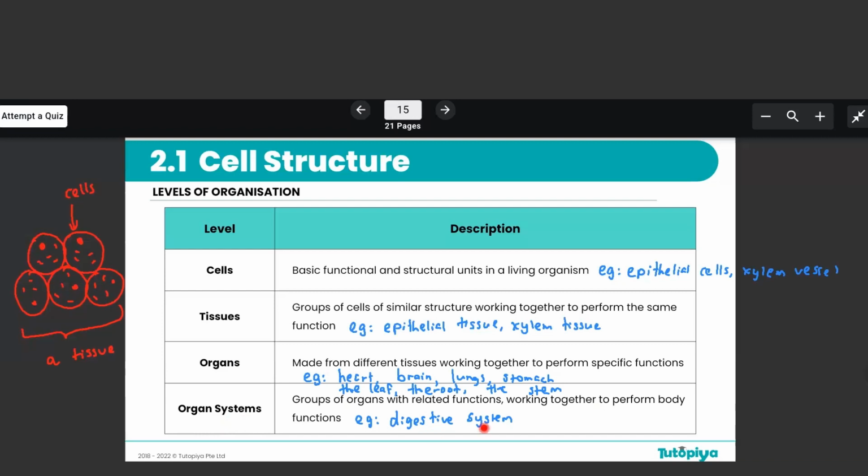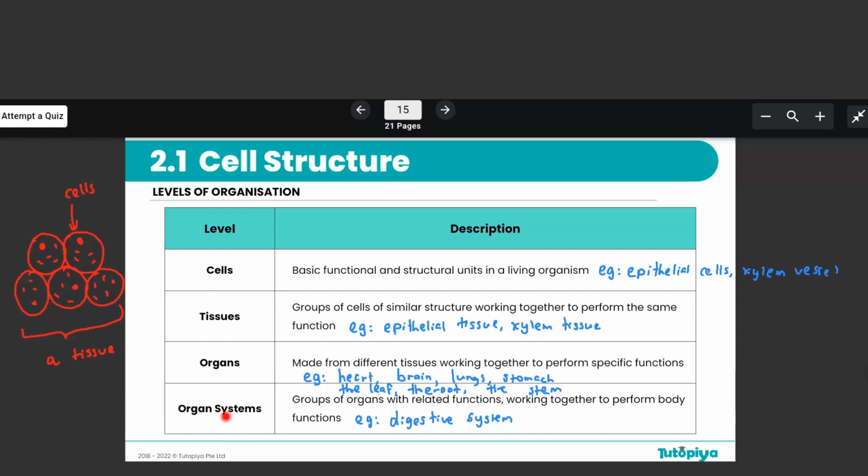And if you take a plant, plants have systems too, such as the shoot system, which is the system of the plant containing the stems and the leaves and so on. All right. So I hope you all understood these levels of organization. The smallest level of organization is the cell, and then many cells together make up a tissue. And then there are structures called organs that contain many tissues working together. And then finally, many organs with interrelated functions are considered as an organ system.